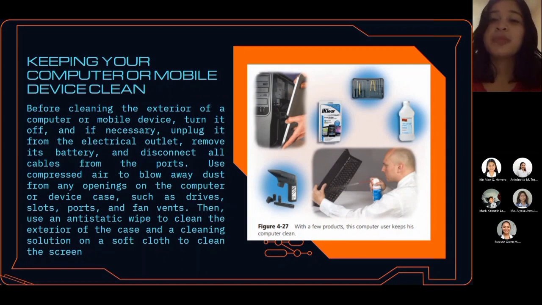Before cleaning the exterior of a computer or mobile device, turn it off. If necessary, unplug it from the electrical outlet, remove its battery, and disconnect all cables from the ports. Then use compressed air to blow away dust from any openings on the computer or device case, such as drives, slots, ports, and fan vents. Then use an anti-static wipe to clean the exterior of the case and a cleaning solution on a soft cloth to clean the screen.